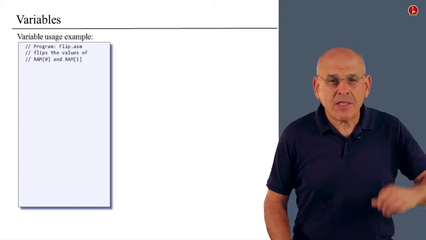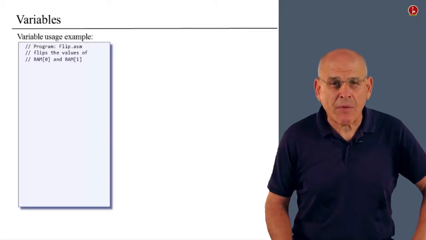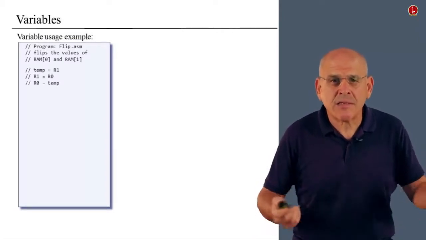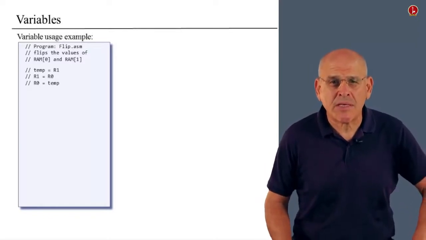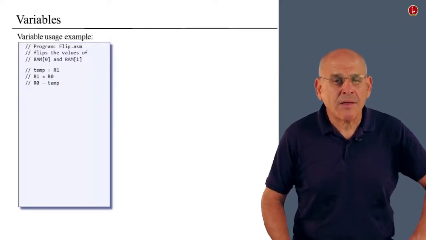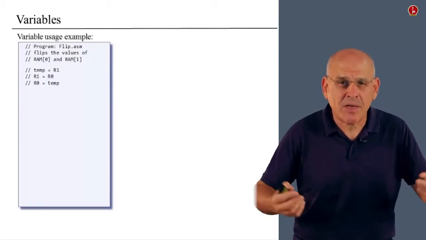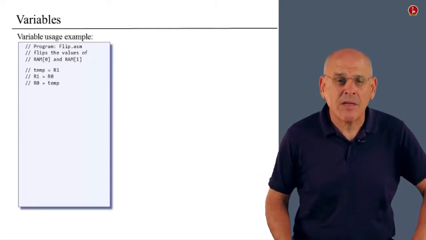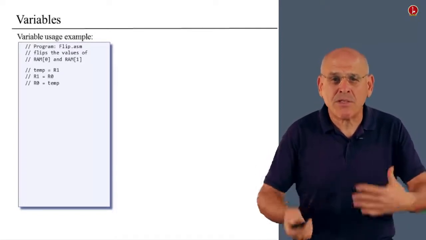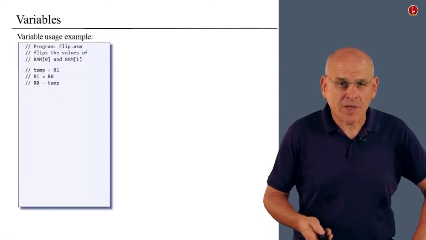And in this program, I want to flip the values of RAM0 and RAM1. And I do it using a classical programming idiom that appears in practically every basic programming course. I create a variable. Typically, we call it something like temp to denote the fact that it's a temporary variable, and I need it only for this purpose. And I do some manipulations that end up delivering the necessary flip operation.